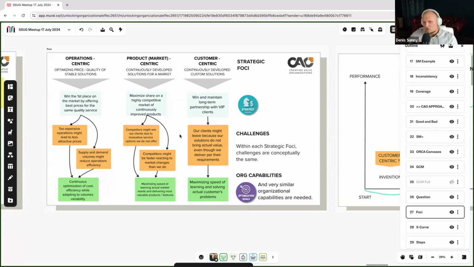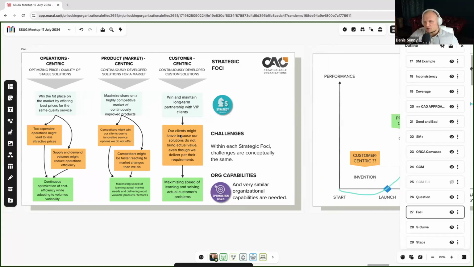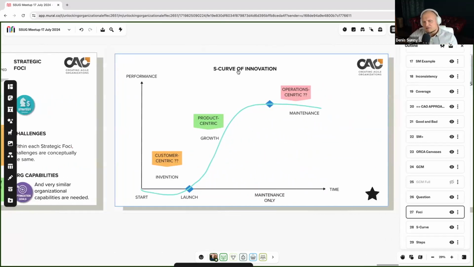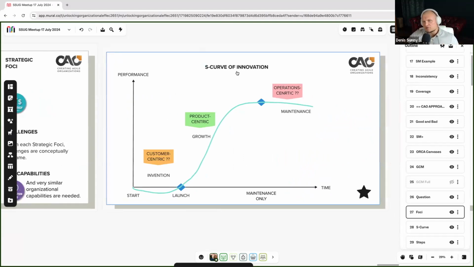That is about the organizational optimization goals. Important that, I think that you need to know about the S-curve of innovation, right? Products and services normally start with some invention, they experience some growth, and at some point they go into maintenance, unless they redefine their products and services.